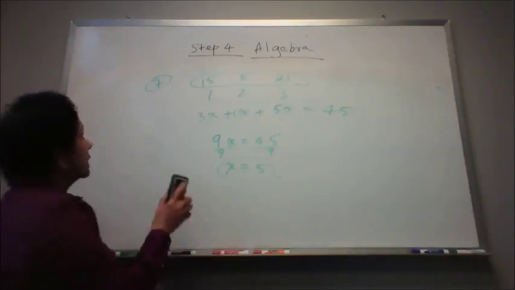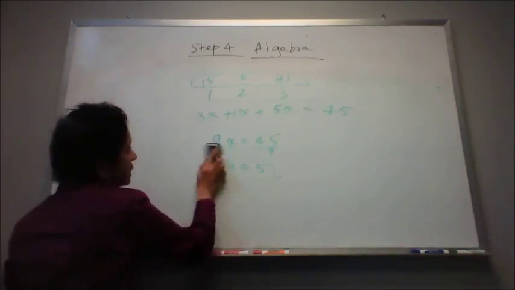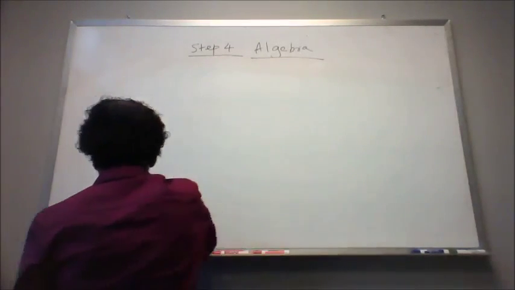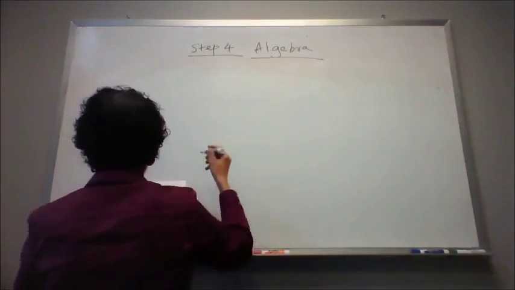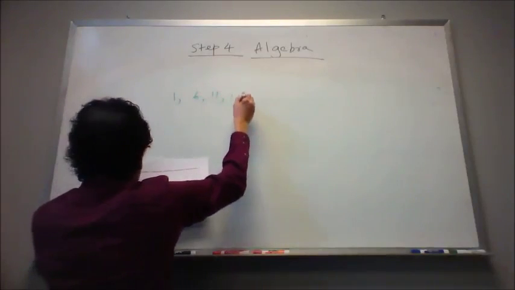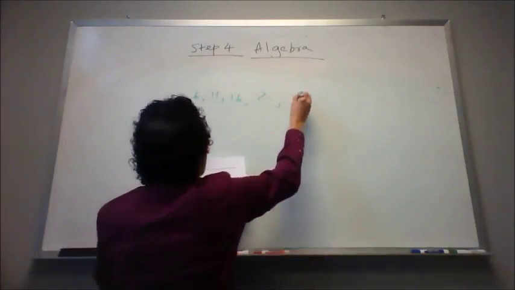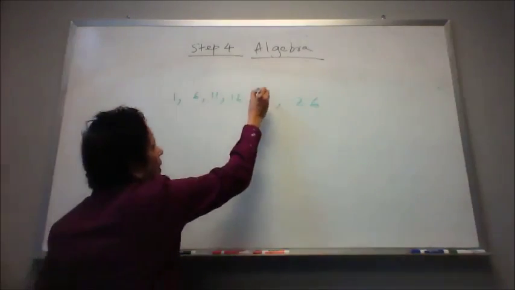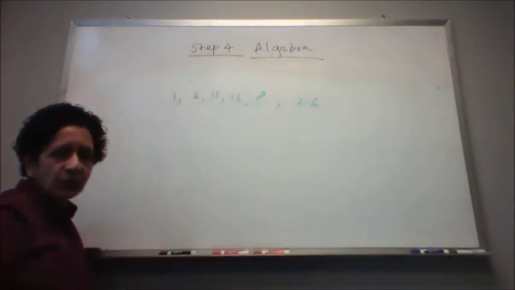So the last thing is, find the next slide, finding patterns. For example, they may give you a sequence like this: 1, 6, 11, 16, and then 26. They will ask you to find out what is the missing number in the sequence, okay?